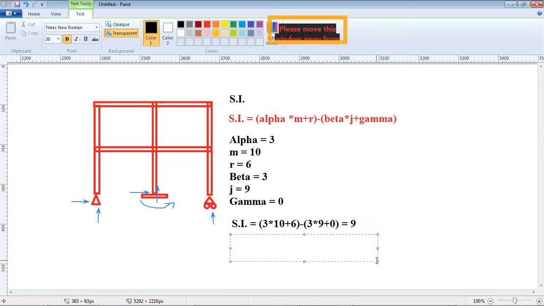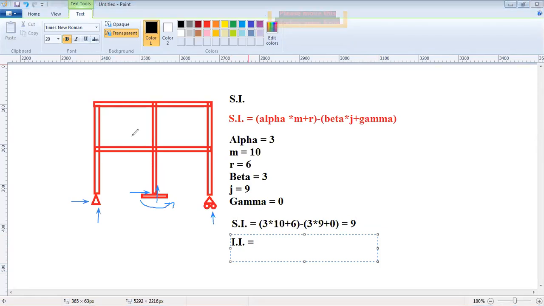What about the internal indeterminacy? External is R minus 3. Internal indeterminacy in a frame occurs because of these closed loops. So this is closed loop number 1, this is closed loop number 2, this is not closed, this is not closed, this is not closed. So there are two closed loops.